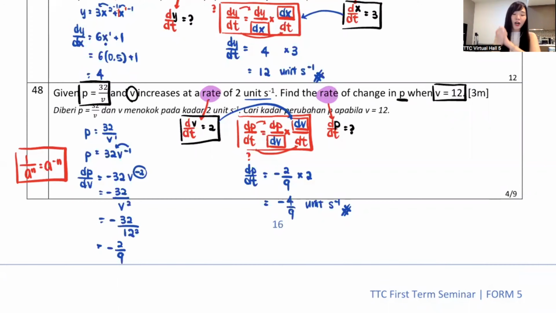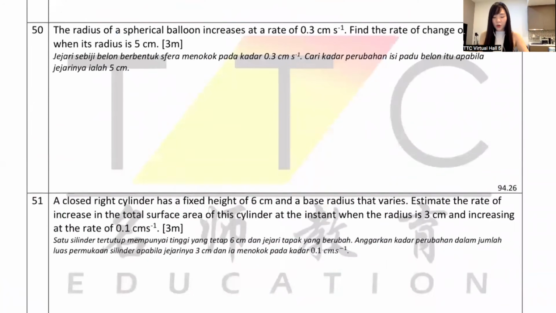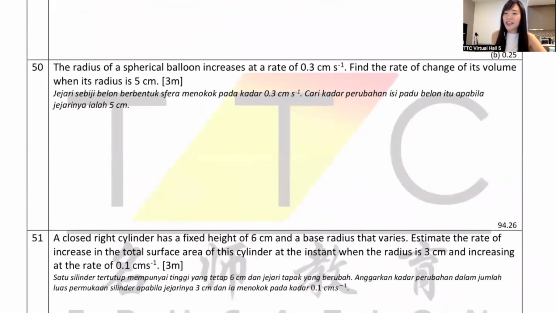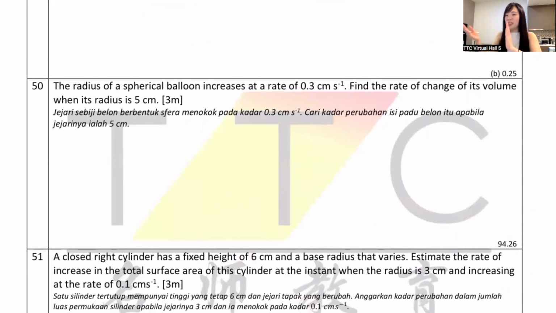Okay, let's move on. 5, 4, 3, 2, 1. Guys, I will jump around one. Question 50. I cannot do 49 because I need to make sure the speed is on track. The radius of a spherical balloon increases at the rate of 0.3 cm per second. Find the rate of change of its volume when its radius is 5 cm.